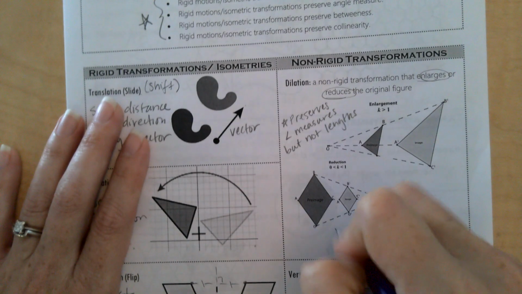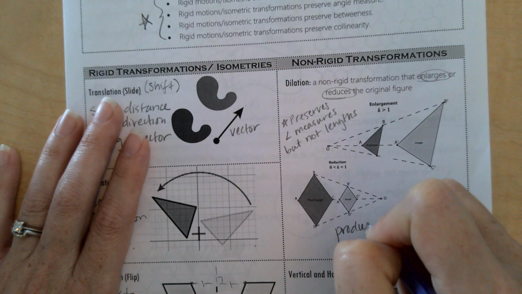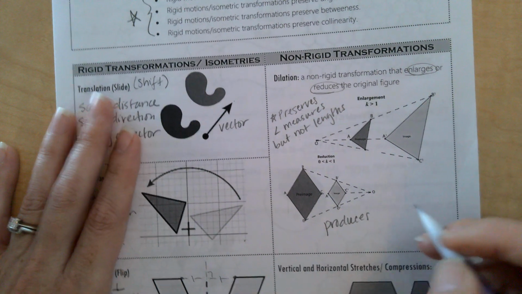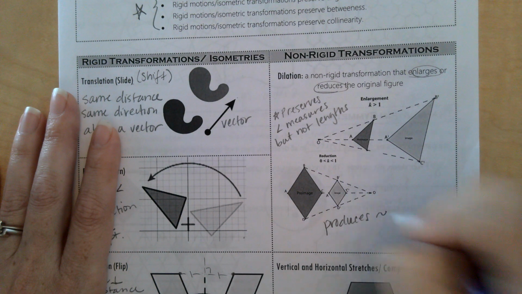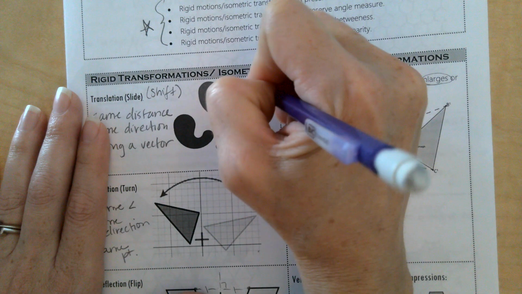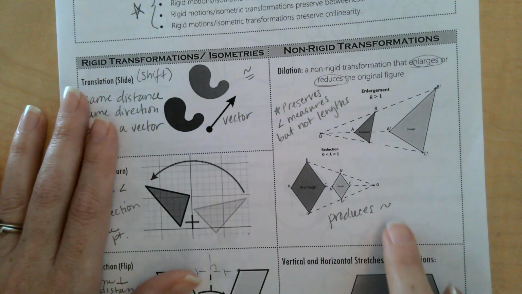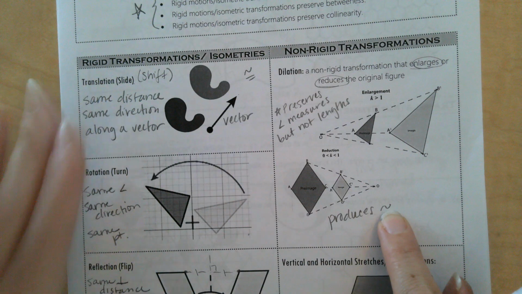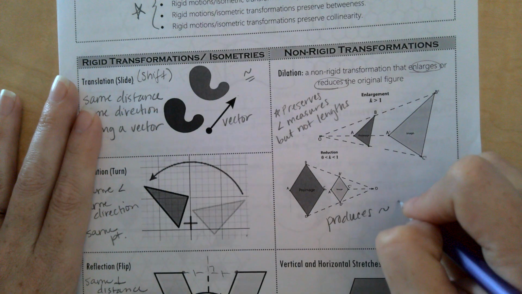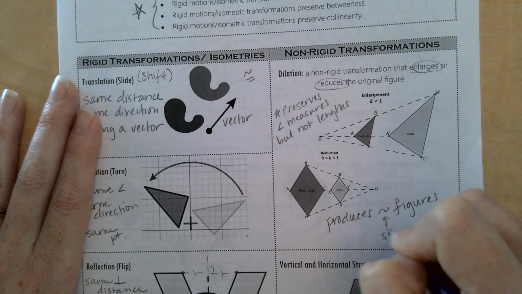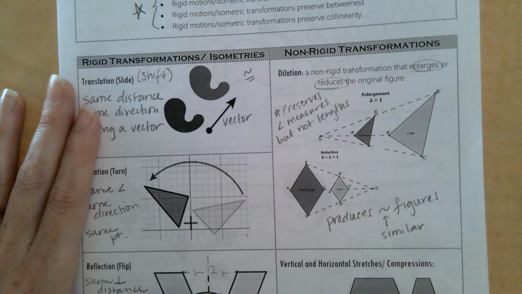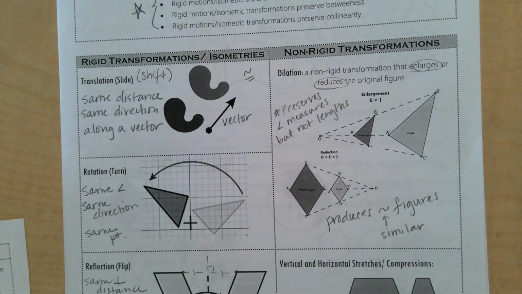So it produces similar figures. Writing is hard. Similar is like a little tilde. Remember that congruent is the equal sign with the little tilde over the top. Similar is just a little tilde, no equal sign. So it produces similar figures. So that is the sign for the word similar. And we will have a whole unit on similarity.